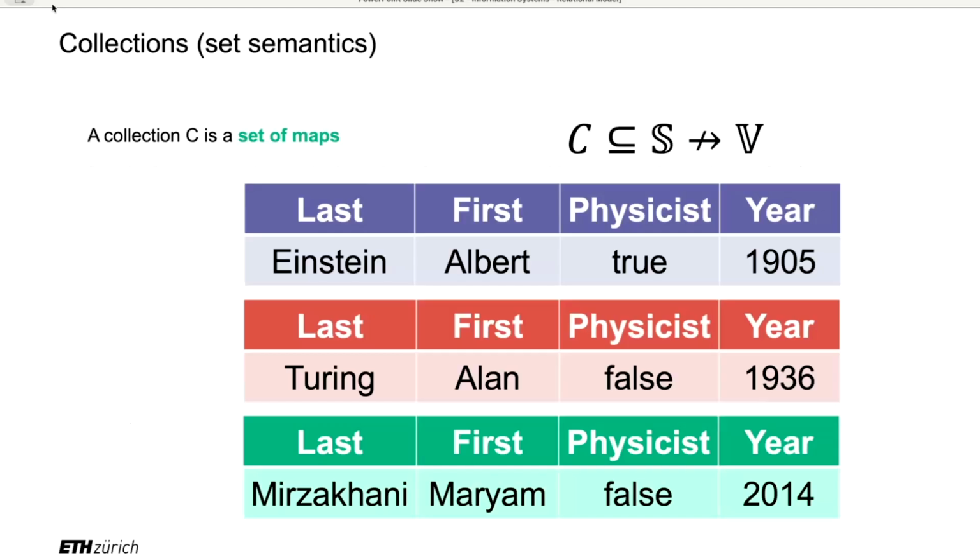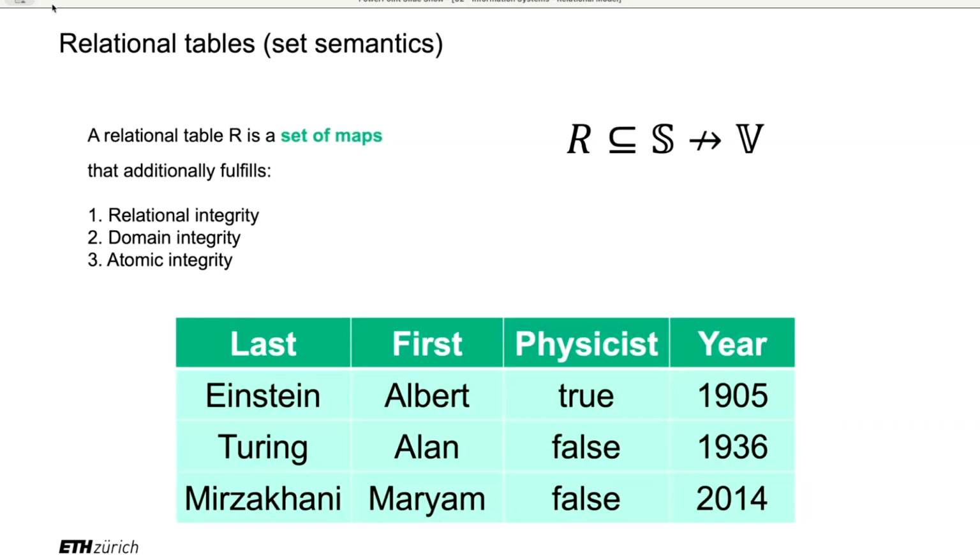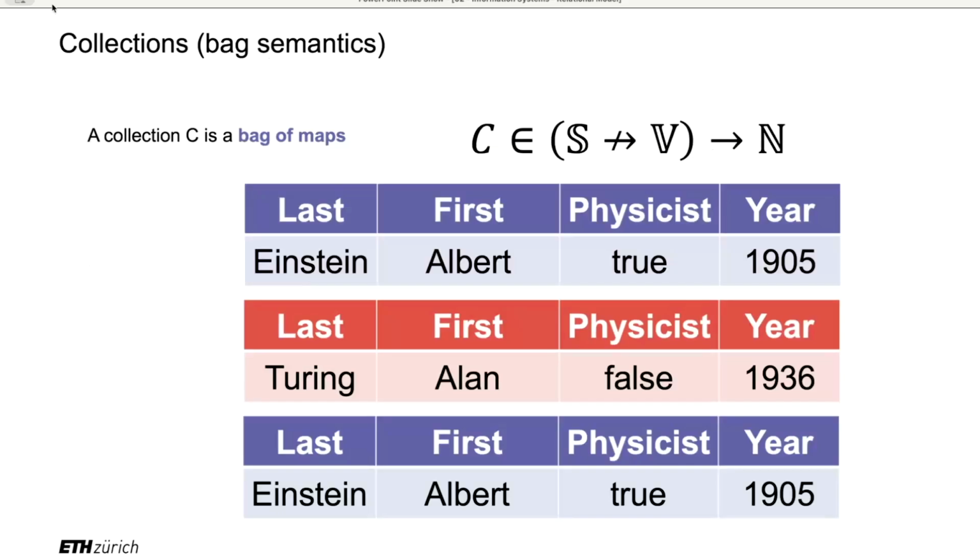So to summarize, we have a set of maps, that's a collection, and if that collection fulfills my three criteria, then I call it a table. Plus, and that's the beauty of the system as well, how do I get duplicate records and how do I get an order in the record? Well, instead of saying sets of maps, I just say bag of maps or list of maps. So I could say a collection is a bag of maps, if I want to allow records to repeat.